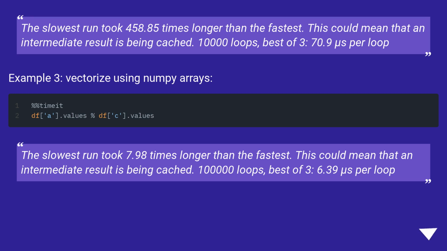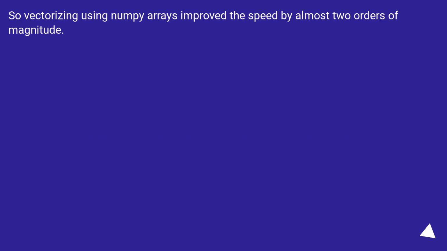Example 3, vectorize using NumPy arrays. The slowest run took 7.98 times longer than the fastest. This could mean that an intermediate result is being cached. 100,000 loops, best of 3, 6.39 microseconds per loop. So vectorizing using NumPy arrays improved the speed by almost 2 orders of magnitude.